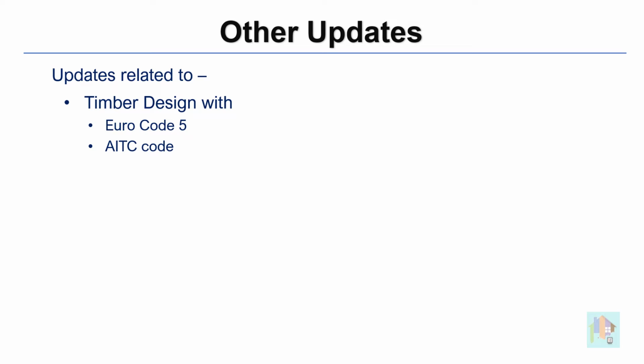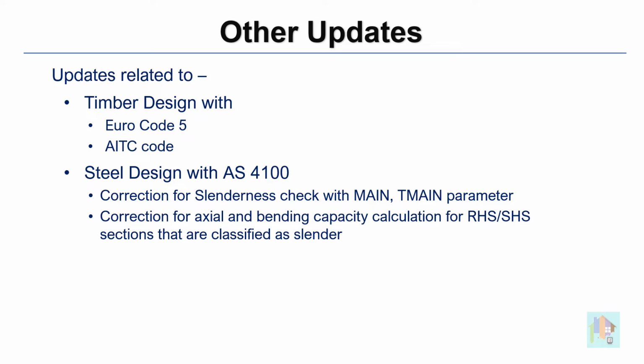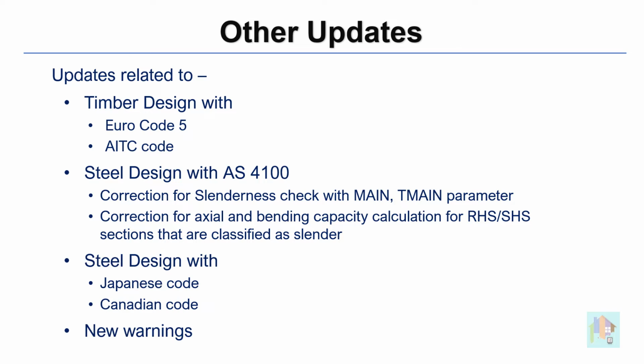By the way, there are several fixes related to timber design using Eurocode 5 and for steel design as per Australian code. A problem related to slenderness ratio calculation using main and T-main parameter. Axial and bending capacity check for slender RHS and SHS section has been corrected. Apart from this, few new warnings are introduced for physical member design, few minor change for Japanese and Canadian code. Details are available in the revision history file.